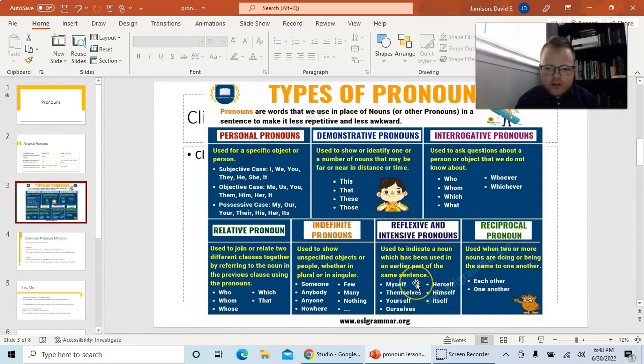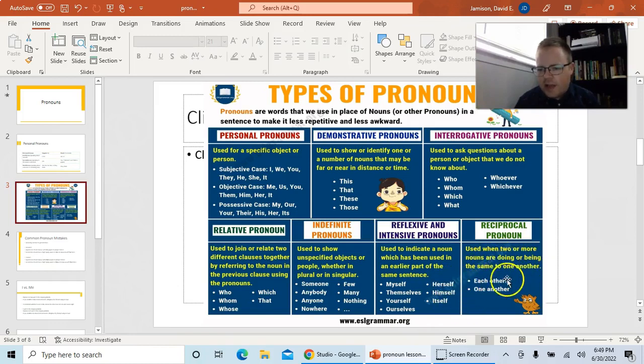Alexander Graham Bell considered himself to be a genius. The Roman public considered themselves to be the masters of the world. So those could be examples of reflexive or intensive pronouns. All that means is that you've already used the noun and now you're using a pronoun. Reciprocal pronouns are used when two or more nouns are doing or being the same to one another.